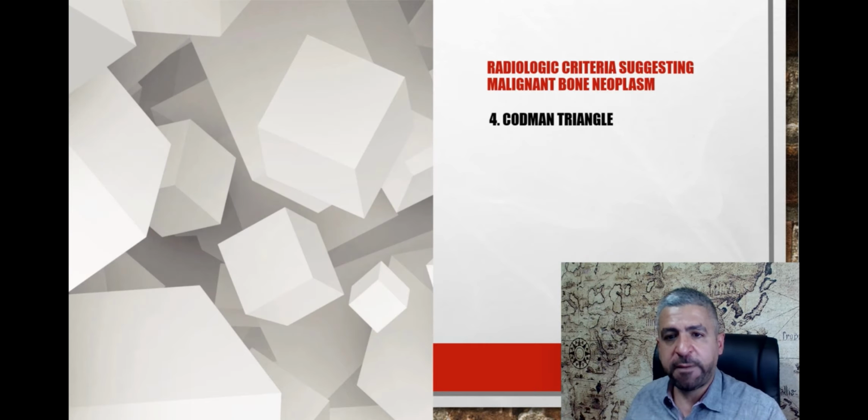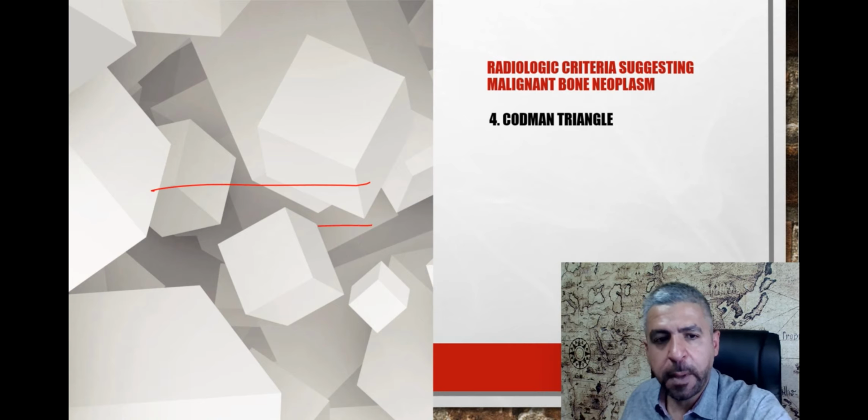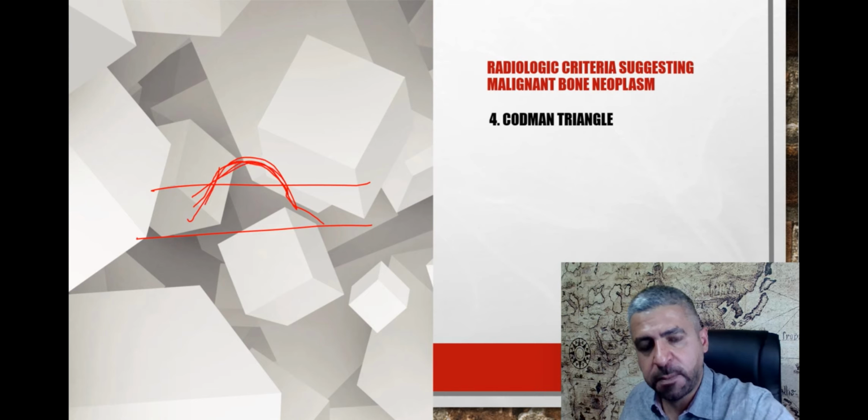Now, the other feature is what we call the Codman triangle. First of all, let me explain the basics of the Codman triangle. First, you have a bone, and the bone is covered by periosteum. And then there is a tumor that is destroying and regrowing and trying to invade more bone.